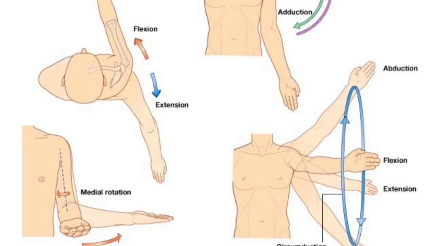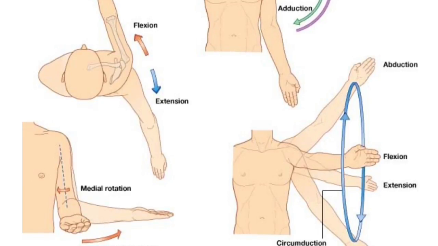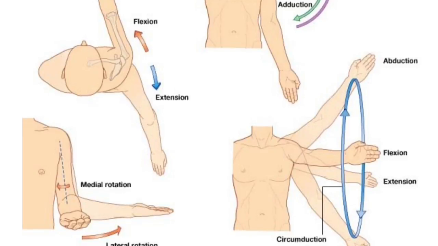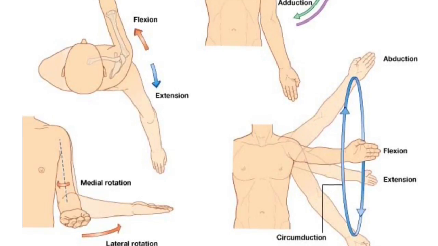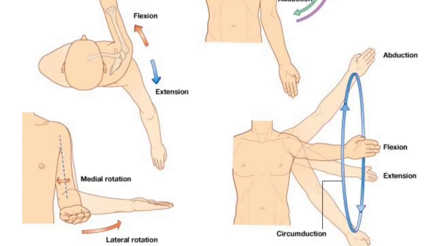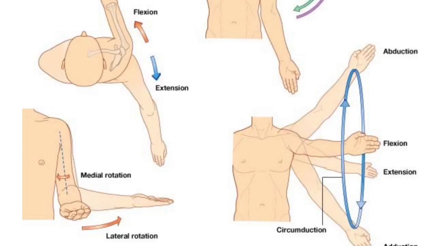Next, the glenohumeral joint is also able to perform flexion, which is the forward and upward movement of the humerus on the glenoid in the sagittal plane. This movement is produced by both heads of the biceps brachii, the pectoralis major, the anterior deltoid, and the coracobrachialis.